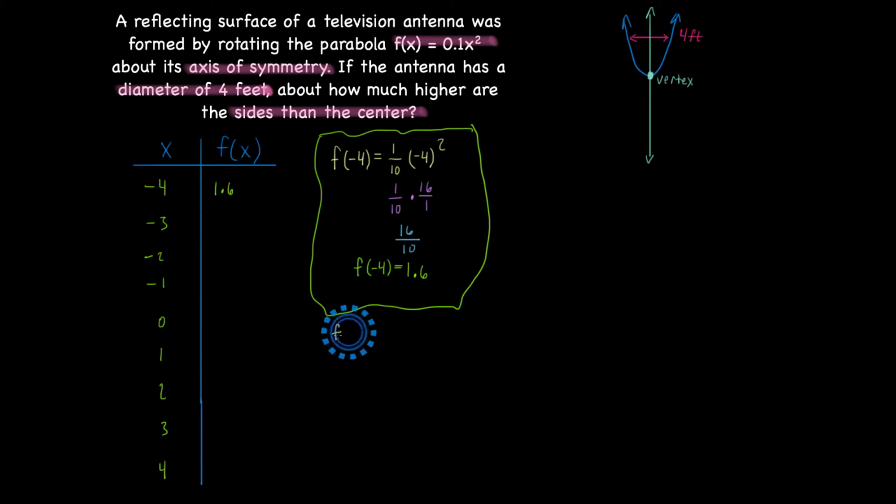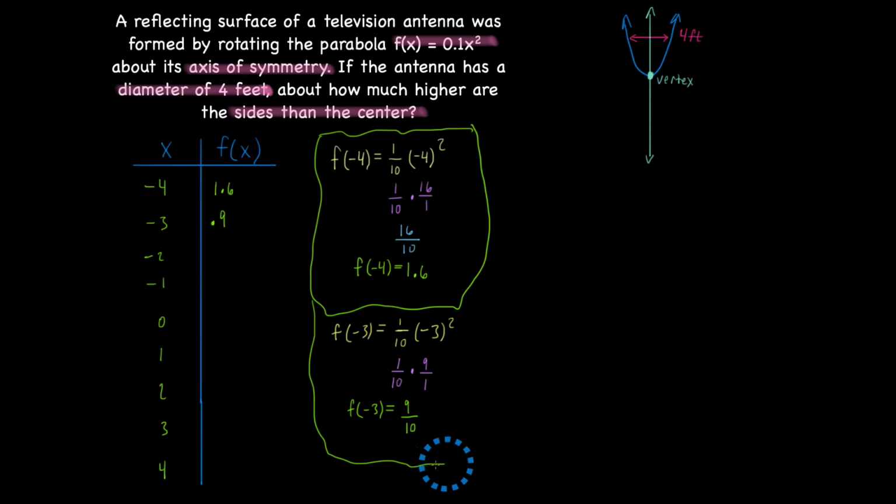All right, so f of -3 is equal to 1/10 times -3 squared. So we have 1/10 times 9. -3 squared is 9, so I'm going to write that as a fraction, 9/1. And f of -3 is equal to 9/10, or simply 0.9. Border that off.